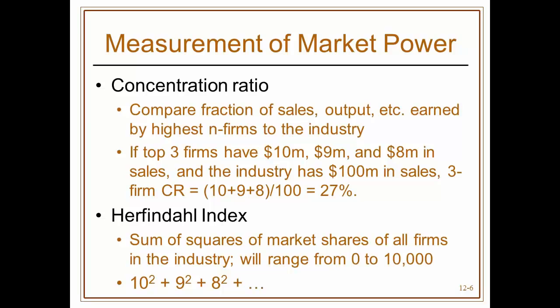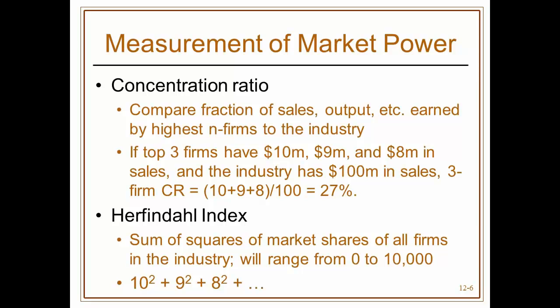With the concentration ratio, you only need to know the market share of the top 3 or the top 4, or however many you're interested in. And you don't really care about the rest of them. You just need to know about the amount of sales in the entire industry. And you can find that sort of stuff through the Census Bureau pretty easily, how much the entire industry produces. And you can look at annual reports of the top 3 firms to get those values.